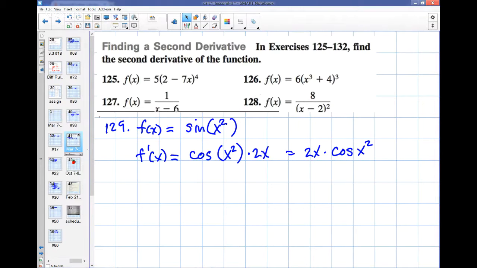So then if we're going to do the second derivative, we have to take the derivative of this thing. We'd have to use the product rule. The first times the derivative of the second. Well, the derivative of the cosine of something is minus the sine of that.